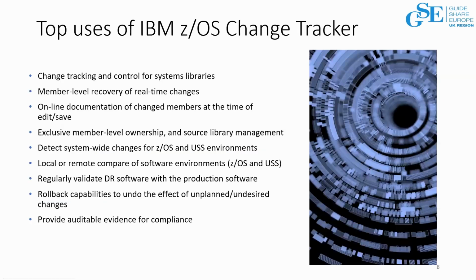So what are the top uses of IBM zOS Change Tracker? Change tracking and control for system libraries. As I mentioned, my typical example would be something like sys1.parmlib. It does track linklist data sets as well, so those would also be monitored. But if you have products from Broadcom or other vendors, then those can also be monitored as well. It allows for member level recovery of changes.